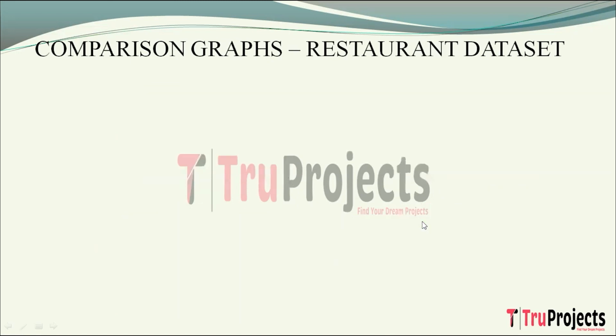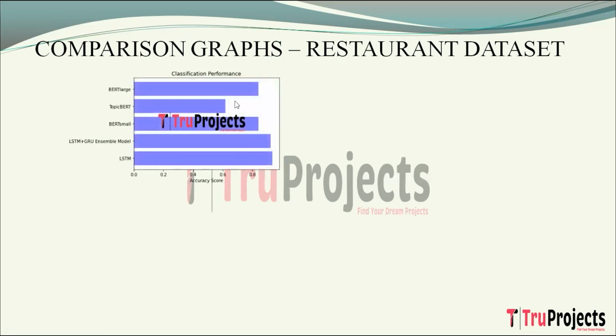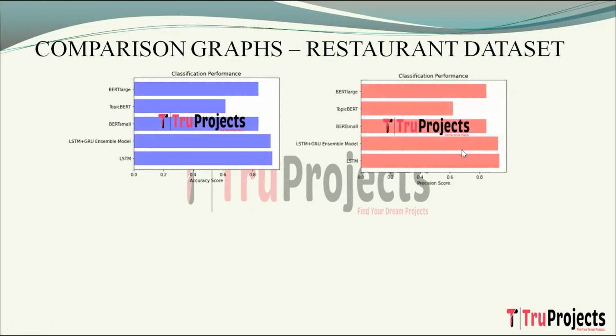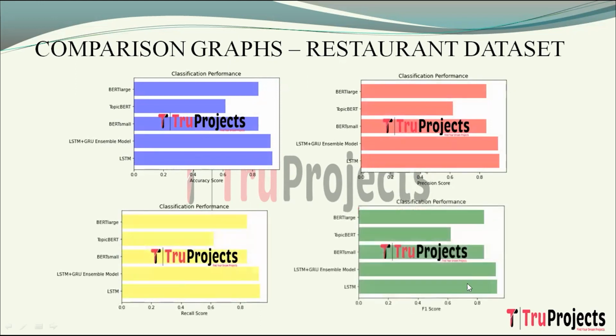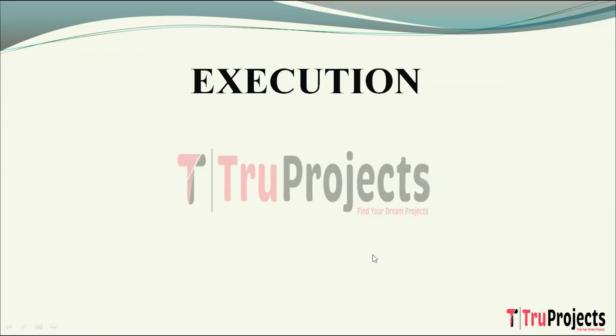Now we'll see the comparison graphs for the restaurant reviews dataset. This is the accuracy comparison graph. This is the precision scores comparison graph. This is the recall scores comparison graph, and this is the F-scores comparison graph.